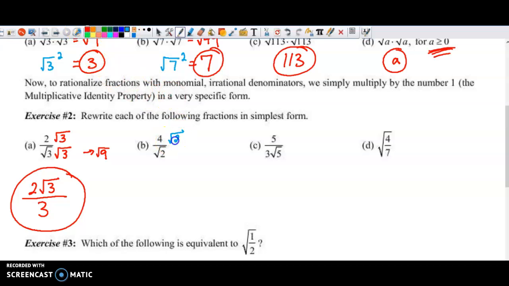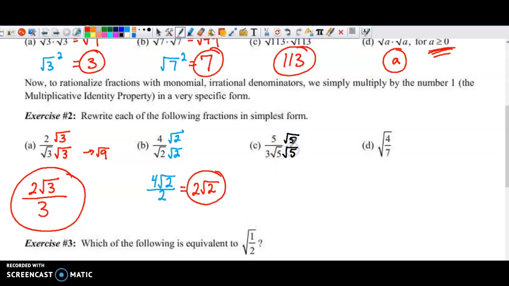So you multiply top and bottom by root 2, and we get 4 root 2 over 2. And then I do want you to simplify that, because 4 divided by 2 comes out to be 2 root 2. So that's good practice. In this next one, really the same work. Now you only need to multiply top and bottom by root 5.